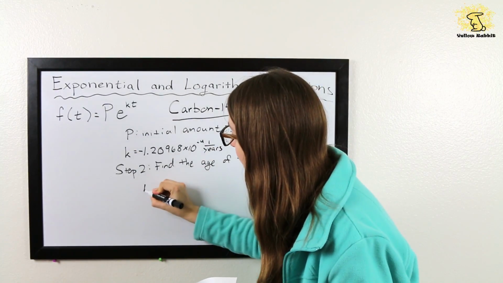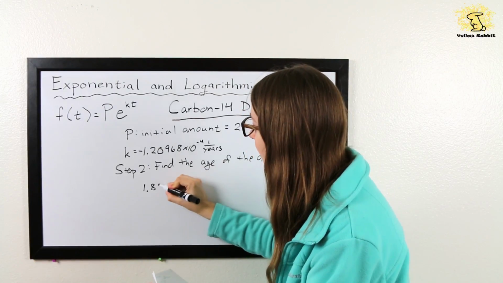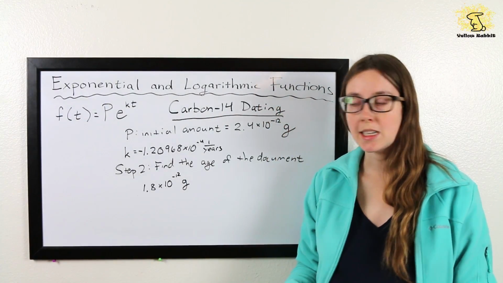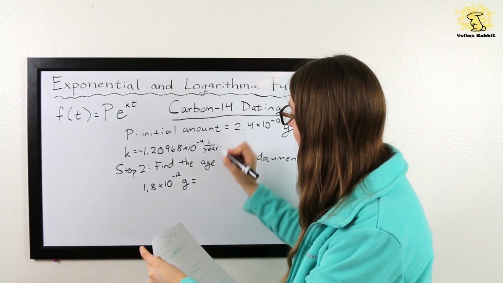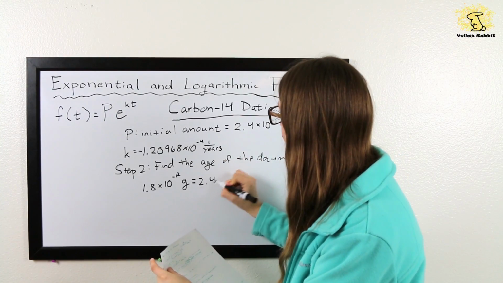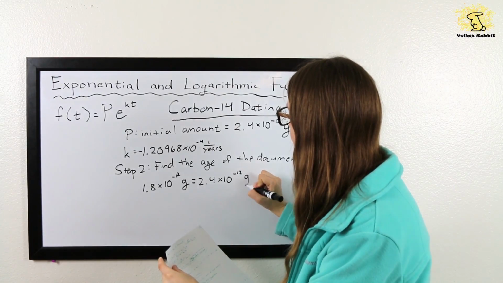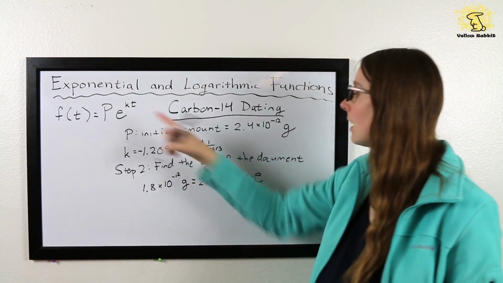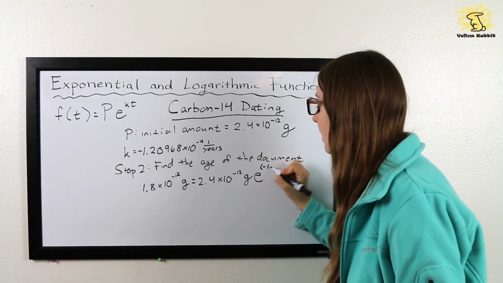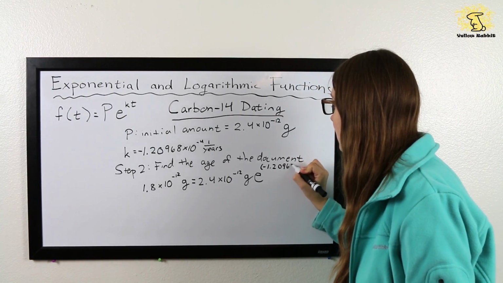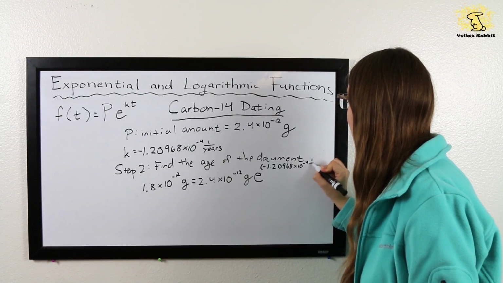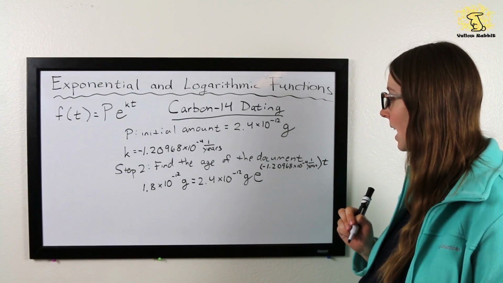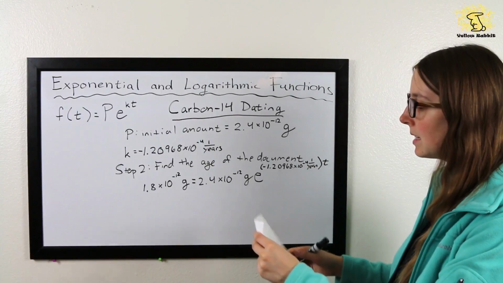So, upon measuring the document, we found that currently it had 1.8 times 10 to the negative 12th grams of carbon-14 left. The initial amount, as we've stated before, was 2.4 times 10 to the negative 12th grams. Multiply that by e to the power of k, which we just calculated, negative 1.20968 times 10 to the negative fourth, inverse years, times however much time has elapsed. Now all we have to do is simplify this and solve.